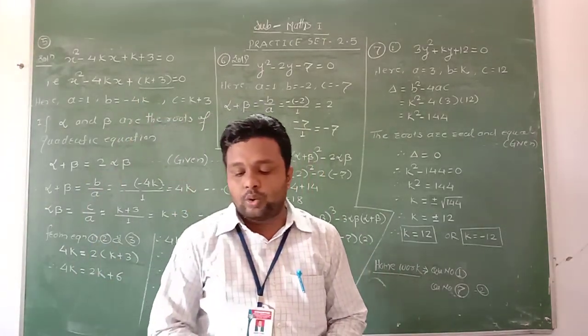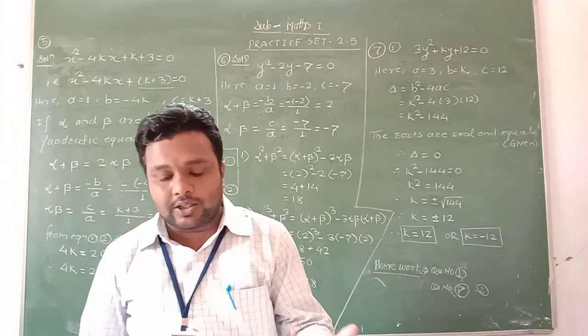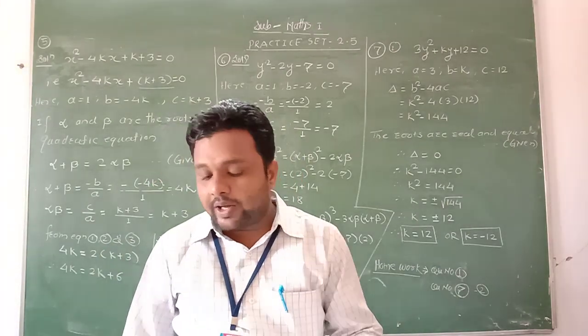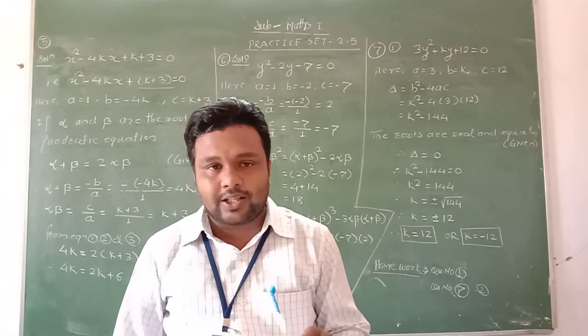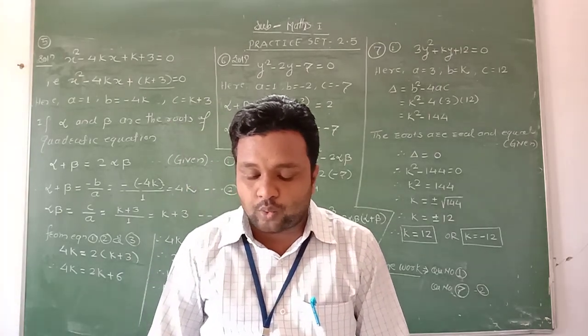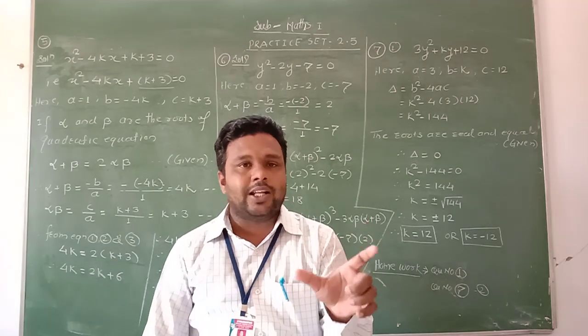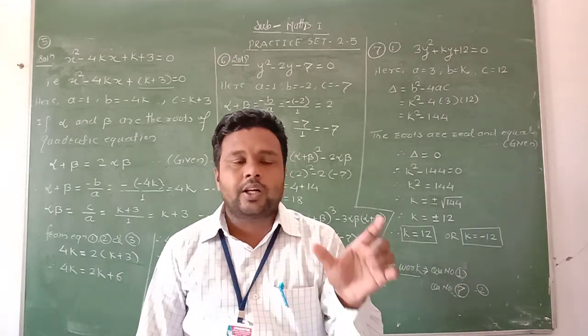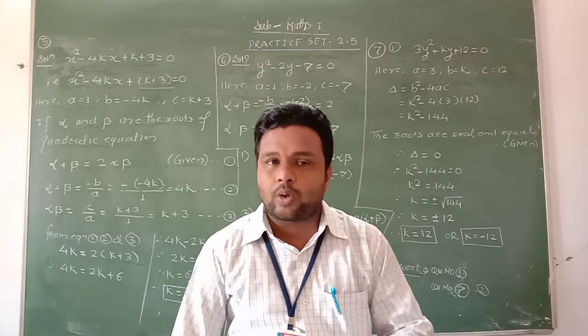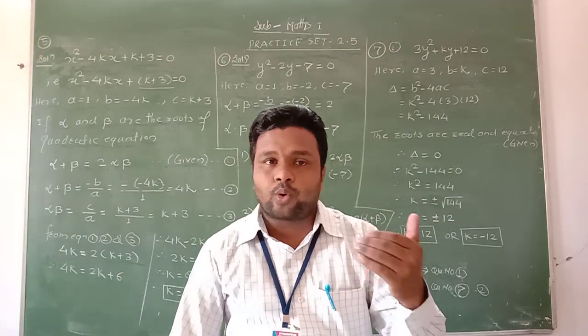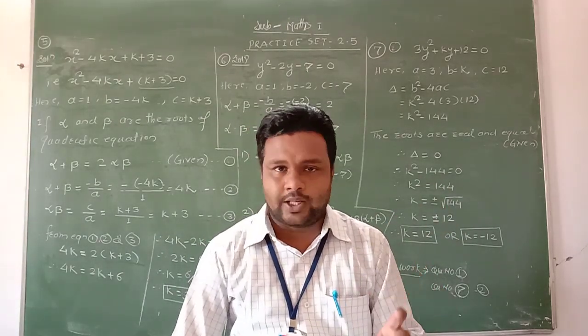The sum of the roots of a quadratic equation is double their product. Find the value of k if the equation is x square minus 4kx plus k plus 3 is equal to 0. One quadratic equation is given, and one condition between the roots of the quadratic equation is given. From that you have to find out the value of k.